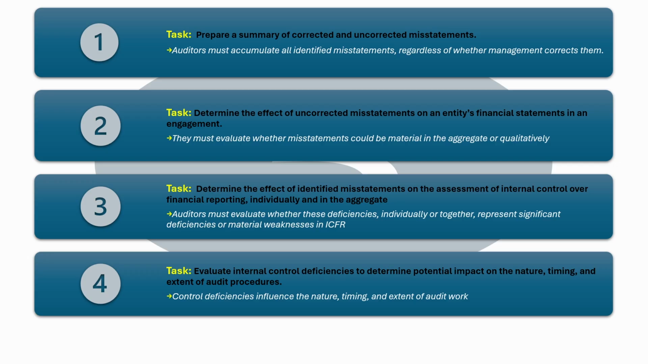Easy analogy. Think of this like a classroom project. If 3 group members each make small mistakes, you can't just shrug and say, each one is small. When you put them together, the report could be a mess. That's the aggregate effect. If those errors keep happening in the same section, it might also mean your group's quality check process is broken. That's a control deficiency.